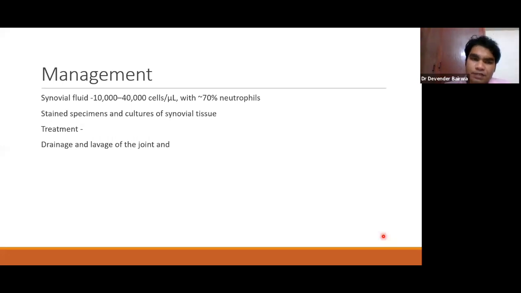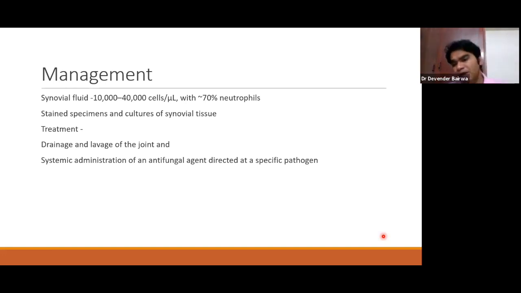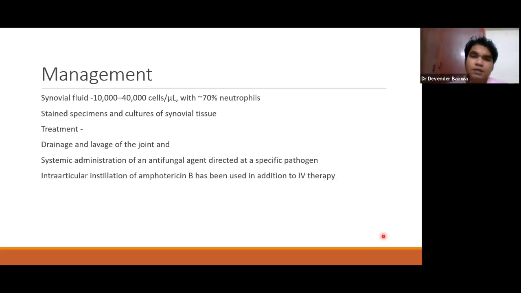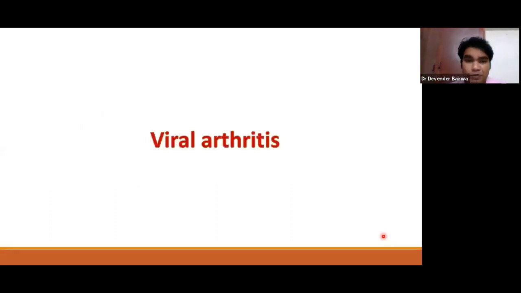As far as treatment is concerned, if the joint is full, there is turbid fluid on aspiration, then you can go with drainage and lavage of the joint. There is also a requirement for systemic administration of antifungal agents. Most commonly, we treat our patients with amphotericin B or voriconazole, depending on the pathogen. Some centers also use intra-articular instillation of amphotericin B in addition to IV therapy, but the efficacy of this intervention has not been established.